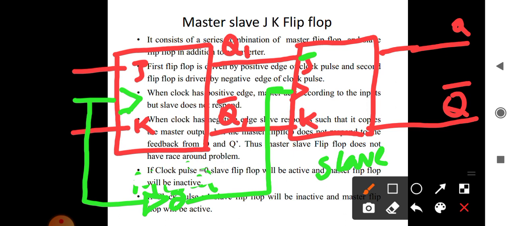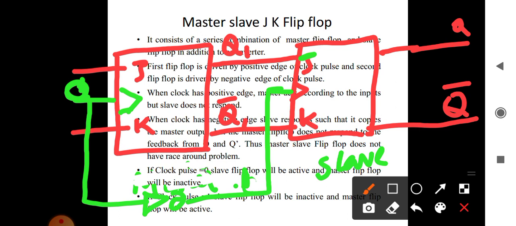Here, if I give the clock pulse as 1, then its complement is 0, so the slave will be inactive and only the master is active. The values are stored in the master. And when the clock pulse becomes negative edge, that is 0, the slave becomes active, since its clock becomes 1. So the slave will read the master's output.